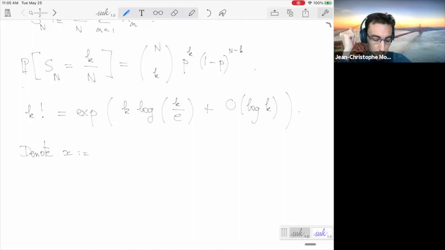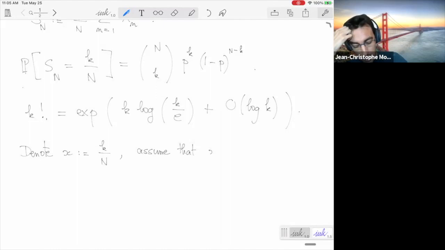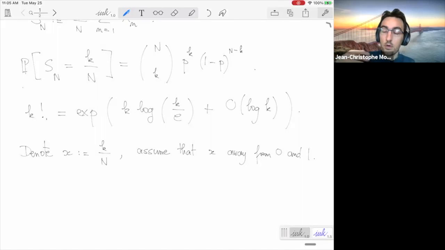Just to make the computations rigorous, I want to assume that x is away from 0 and 1. By this, I mean that you should think that k and x will maybe change a little bit as n goes to infinity. But I want to think of x as being essentially fixed, except for the constraint that it's an integer divided by n. And I want to make sure that uniformly over n going to infinity, x remains, let's say, a distance delta away from 0 and 1.